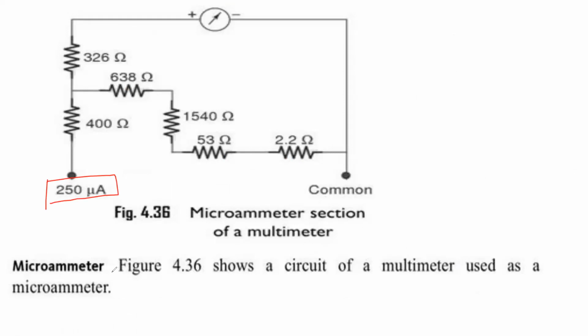This shows the circuit of a multimeter used as a microammeter. This is the part where we measure microamperes, that is, the flow of current. I can measure the current in terms of microamperes, therefore I can treat this circuit as the microammeter. In the entire circuit, this part is mainly used for measurement of microamperes. Okay, next one.